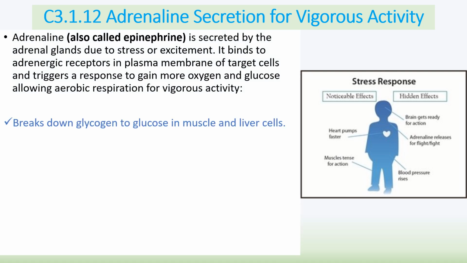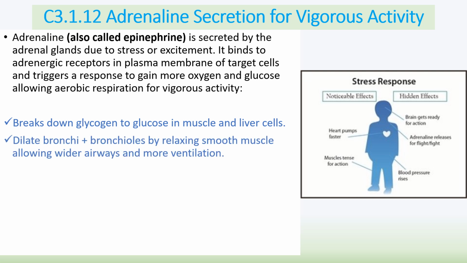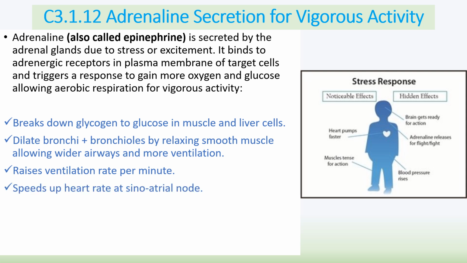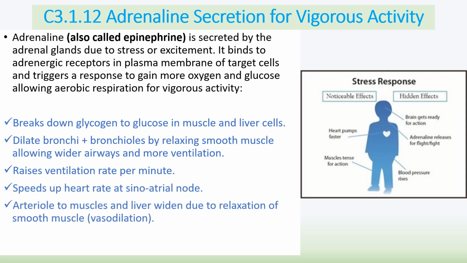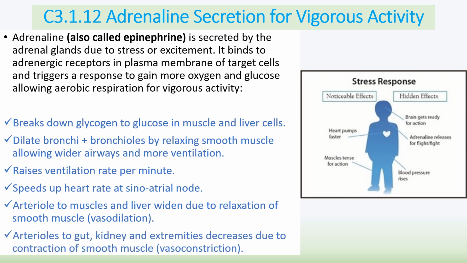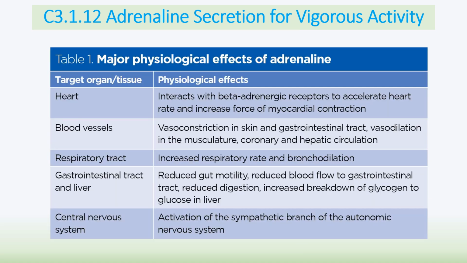So adrenaline will help glycogen break down to glucose in the muscle and liver cells. It causes your airways to dilate, allowing more oxygen in for respiration, increases your ventilation rate, speeds up the heart rate, and it allows arterial muscles to the liver to widen, and arterial muscles to the gut to constrict, reducing flow. So this increases your ability to do activity and exercise by increasing the rate of respiration. It has lots of effects on different organs, so you can pause here and have a look at this bit if you would like more information on it.